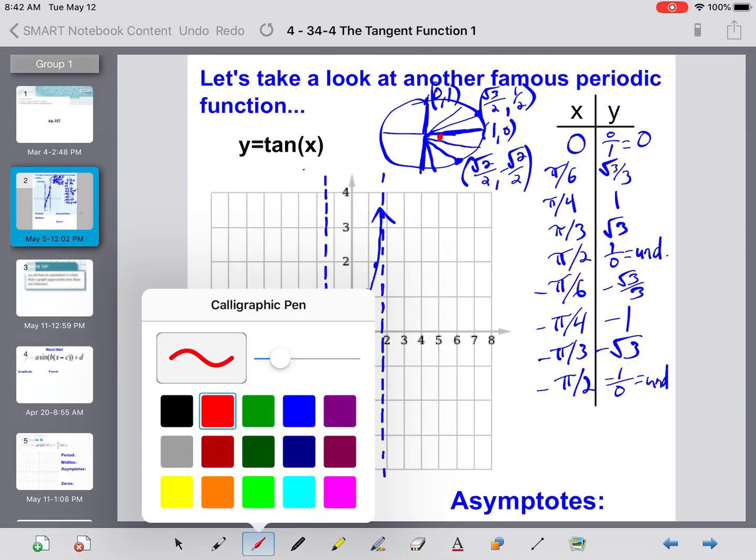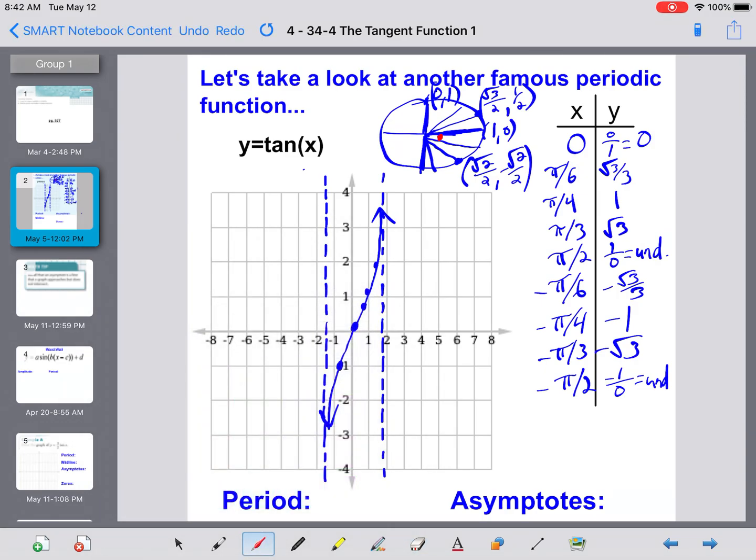Number one, our period. Now remember, the key values we're going to use to graph this are going to be 0, 0. We're going to use pi over 4, 1. We're going to use pi over 2, undefined, that's the asymptote. We're going to use negative pi over 4, negative 1, and then another asymptote. So we still need 5 values, okay?